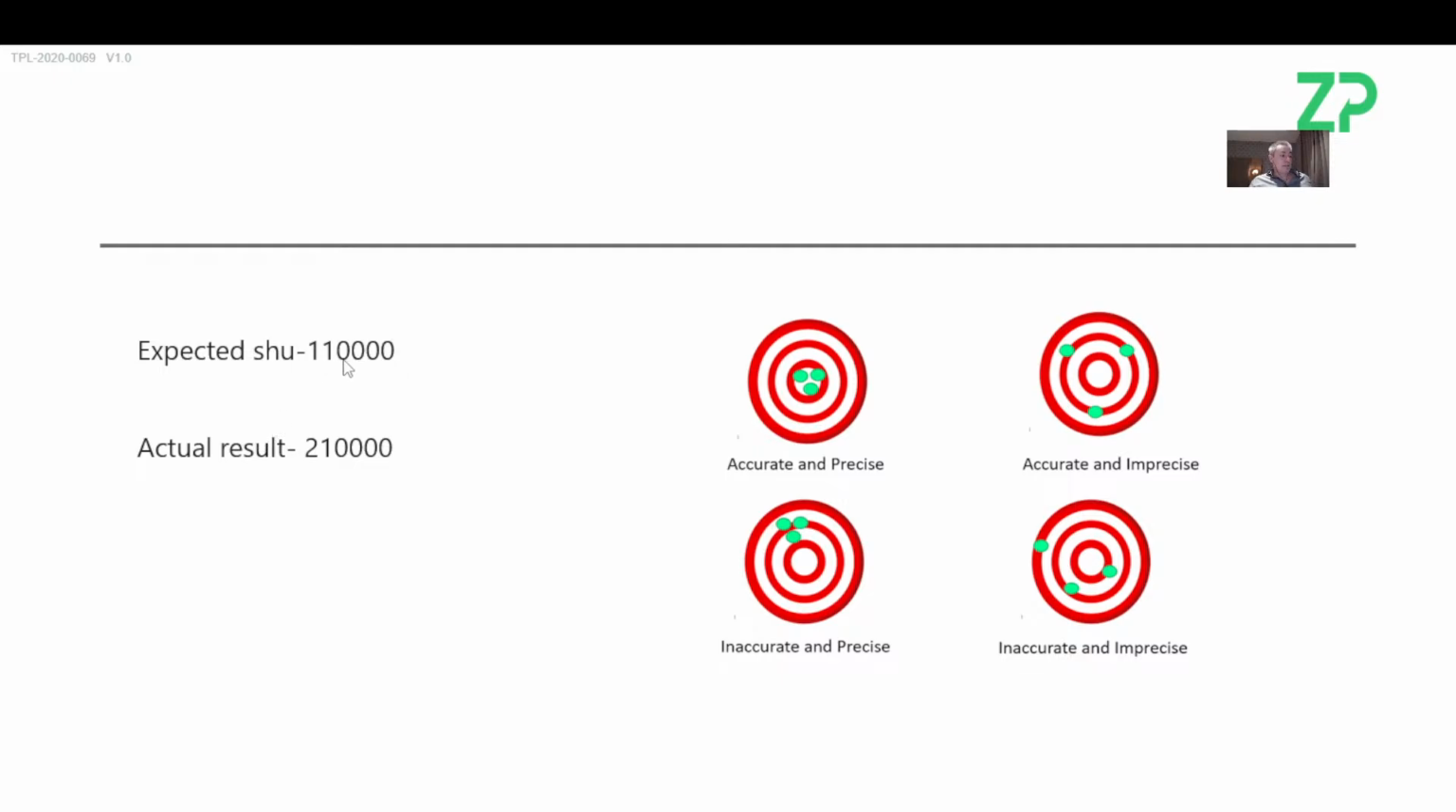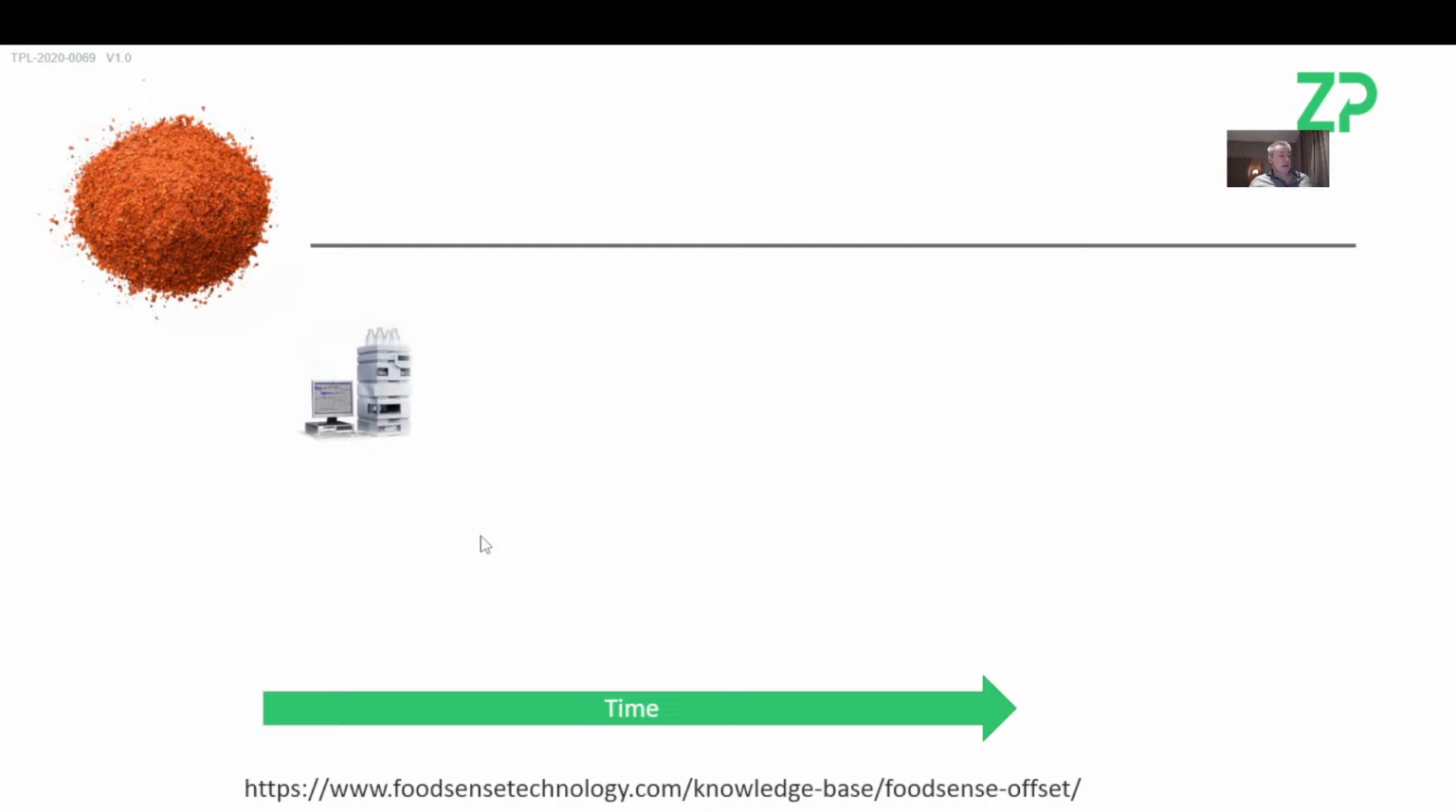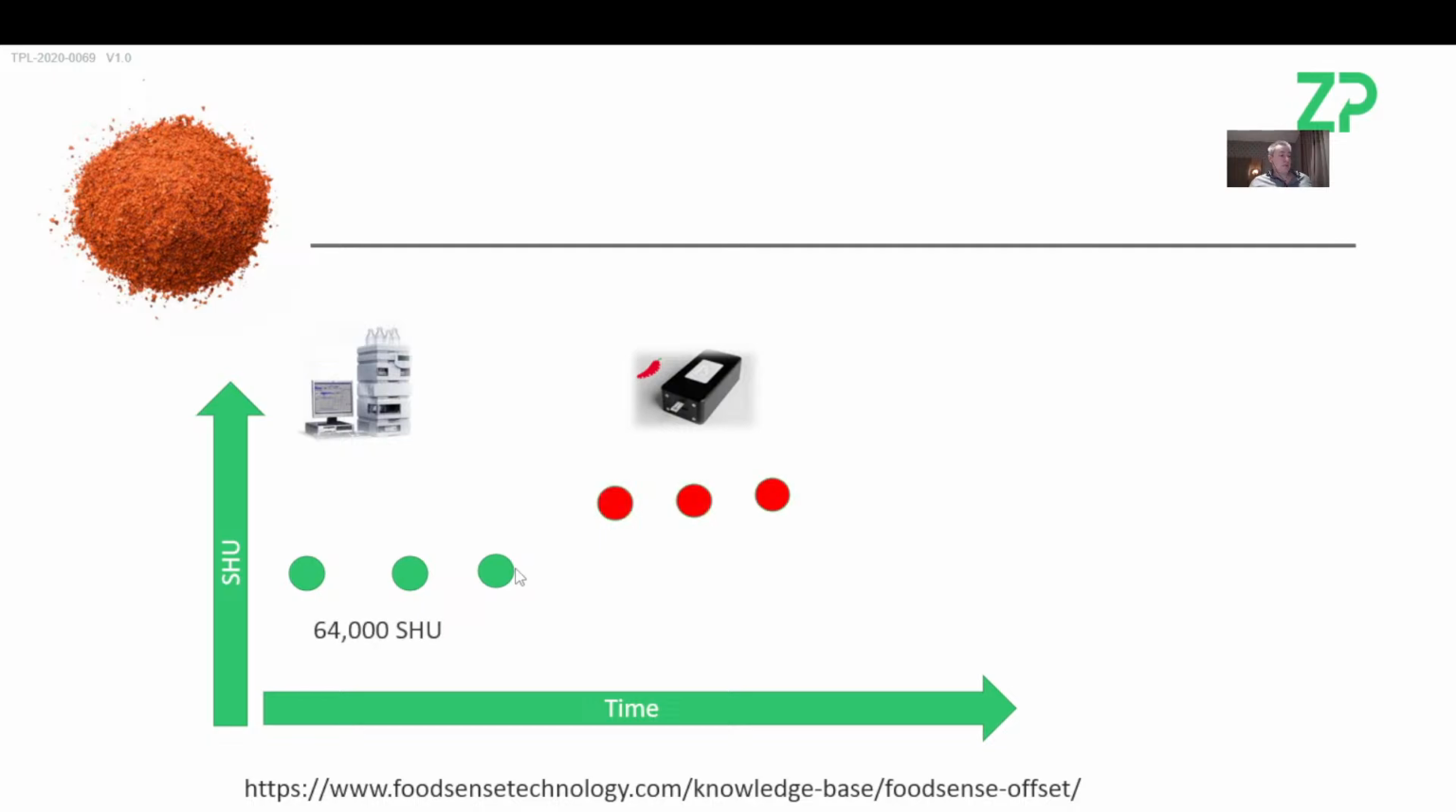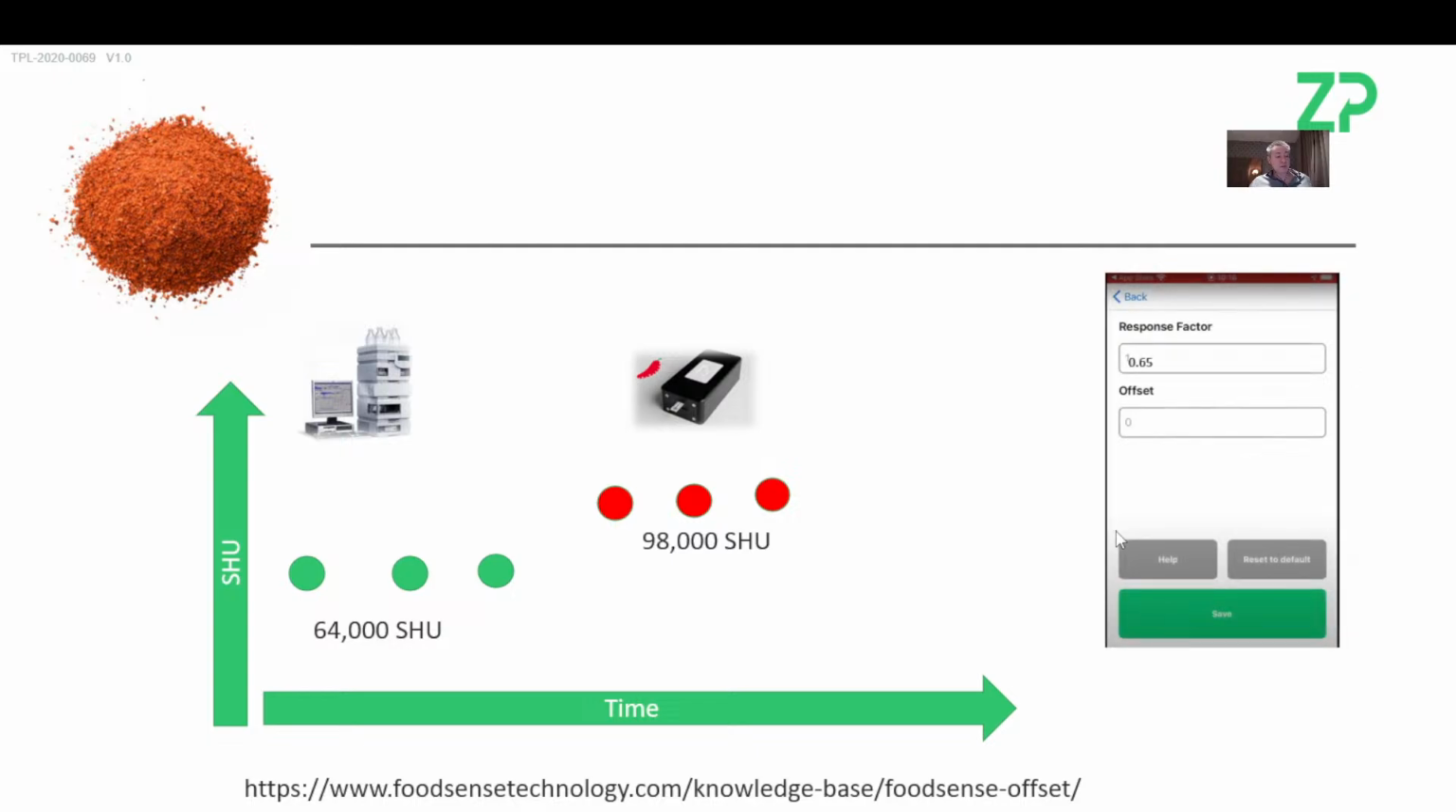But let's say you had an expected and you had an actual, and we have talked about this recently. So you have an HPLC system, and for example, the HPLC system is reading 64,000 Scoville heat units. The first thing is you don't know that that's actually the truth. You have to apply almost like the scientific method to that. And you record it on the food sensor at 98,000. We can obviously adjust that by just putting in a response factor of 0.65, and it moves.